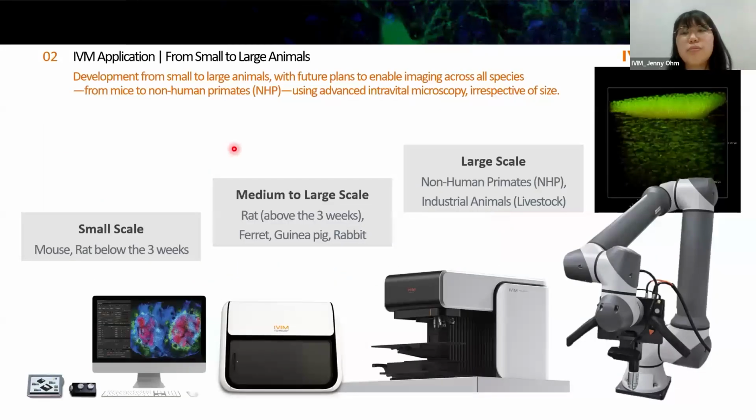We also have developed a wide range of intravital imaging systems optimized for animals of various sizes, from small species such as mice and rats below 3 weeks, including larger ones such as rats above 3 weeks, and ferrets, guinea pigs, rabbits, and even non-human primates, using our robot arm system here, which is soon to be released into the market.